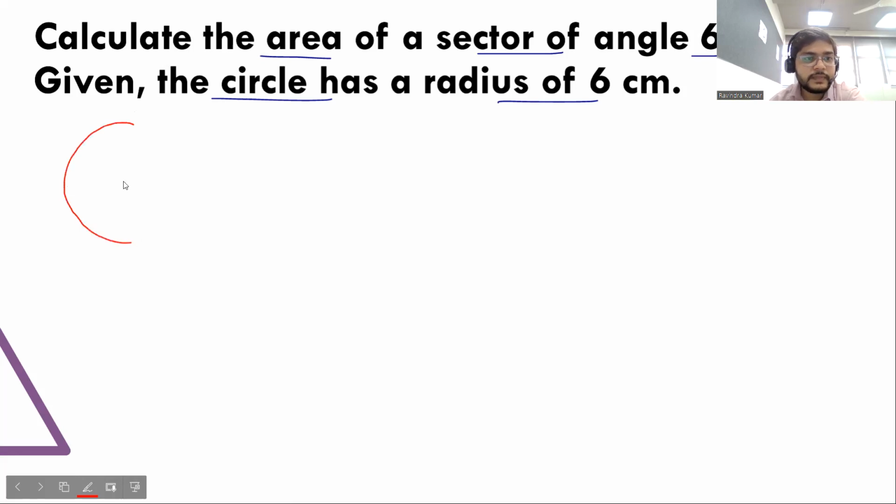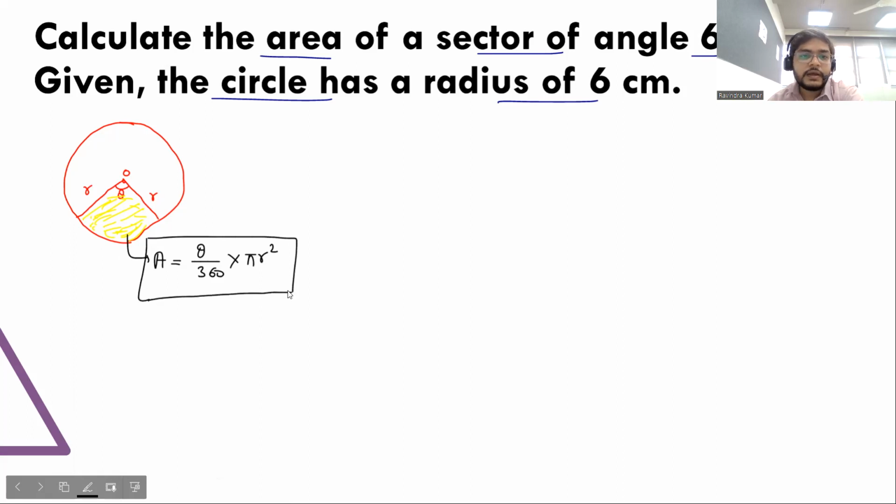Let's assume this is a circle. This is the center O. When you draw a radius, it is R, and it is also R, and the angle is theta. This part here is the sector. We have to find the area of this part. This is the minor sector and this is the major sector. If it is saying to find the area of sector, you have to find the area of the minor sector. The formula of area of sector is area equal to theta divided by 360 into pi r square.